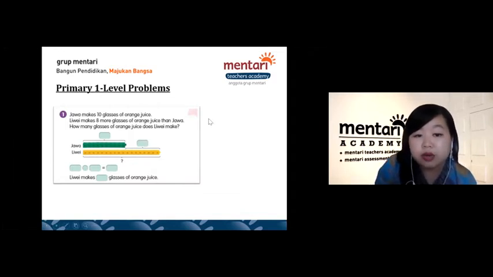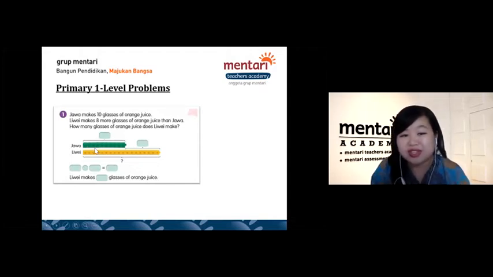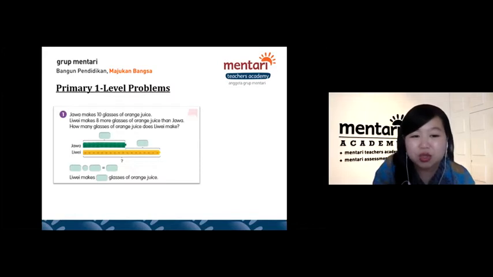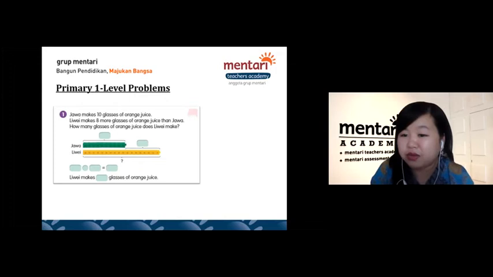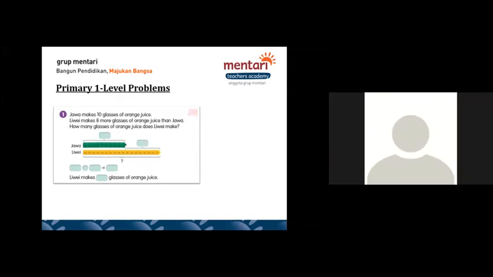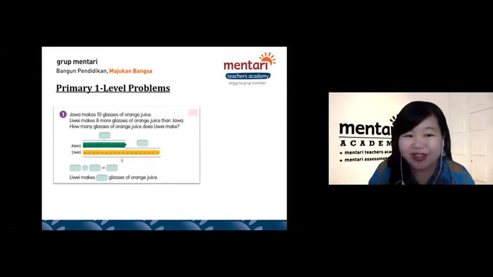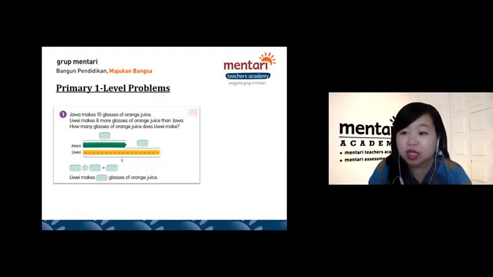So now, moving on to the picture here, as you can see, the picture is really just the connecting cubes, right? So what does each cube represent in this case? Let me just ask you, and if you would like to answer, you can. What does each cube represent in this case? Anyone? Glasses. The number of glasses of orange juice. Thank you. So each cube represents the number of glasses of orange juice that each person makes.